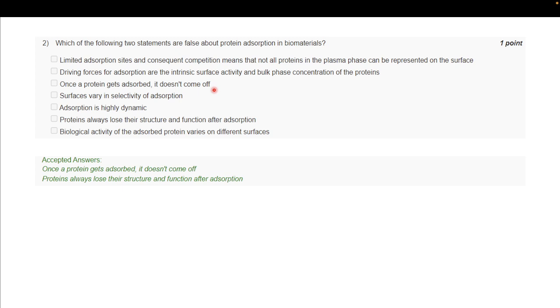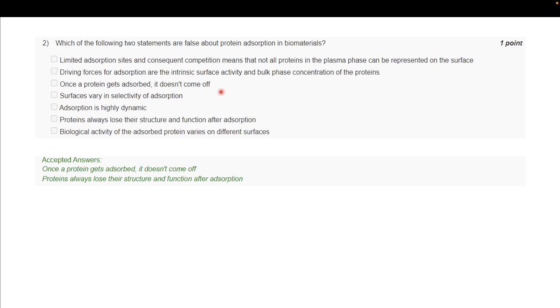Third is, once a protein gets adsorbed, it doesn't come off, is actually false. The attraction between the protein and the surface is a physical attraction. There is no chemical bond involved, no covalent bond involved. This is just because of its hydrophilic or hydrophobic nature. So whenever a protein gets adsorbed, it can easily come off. It's not a very permanent interaction.